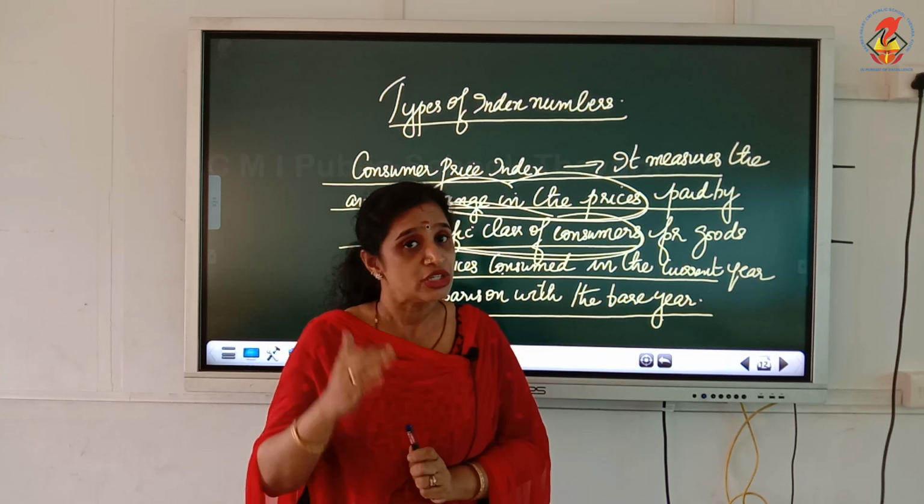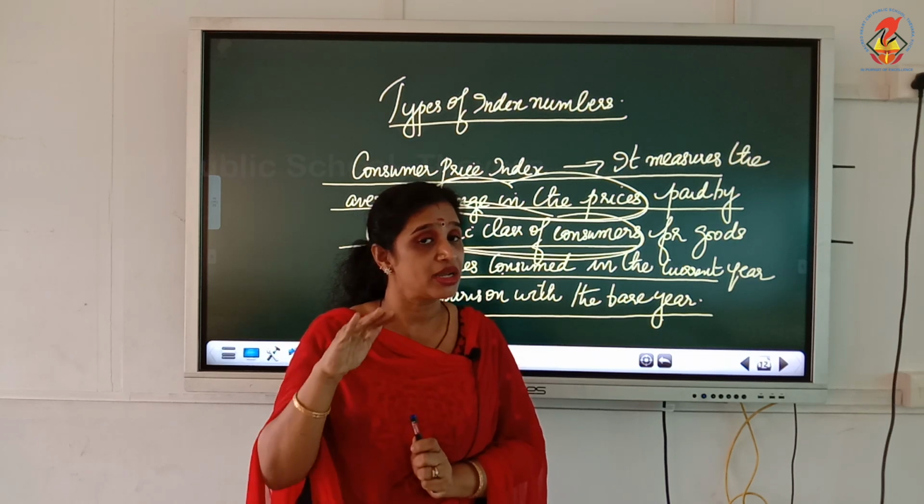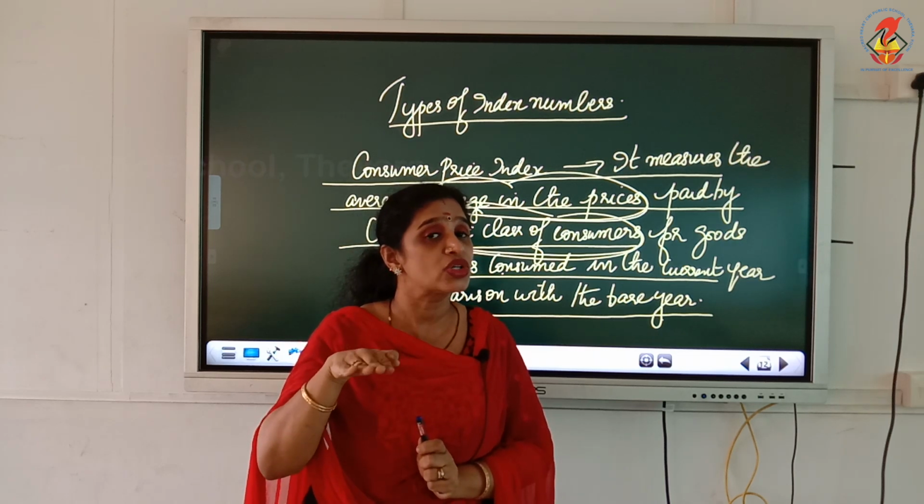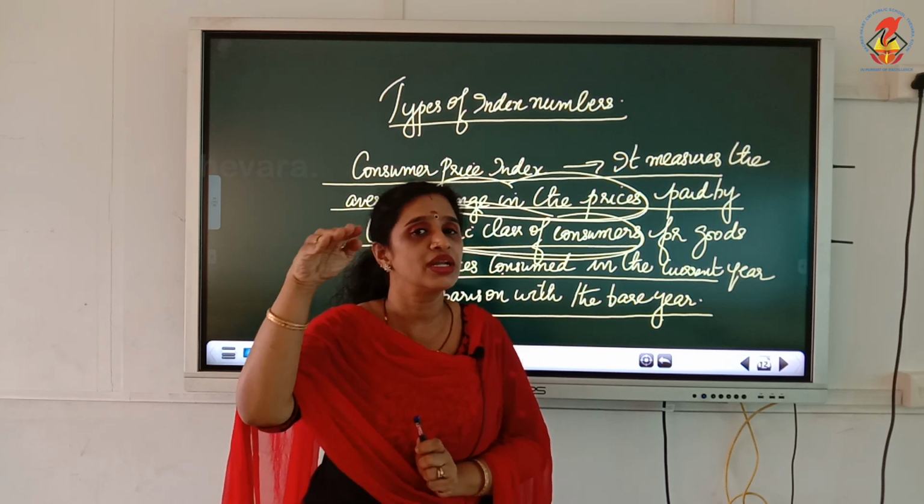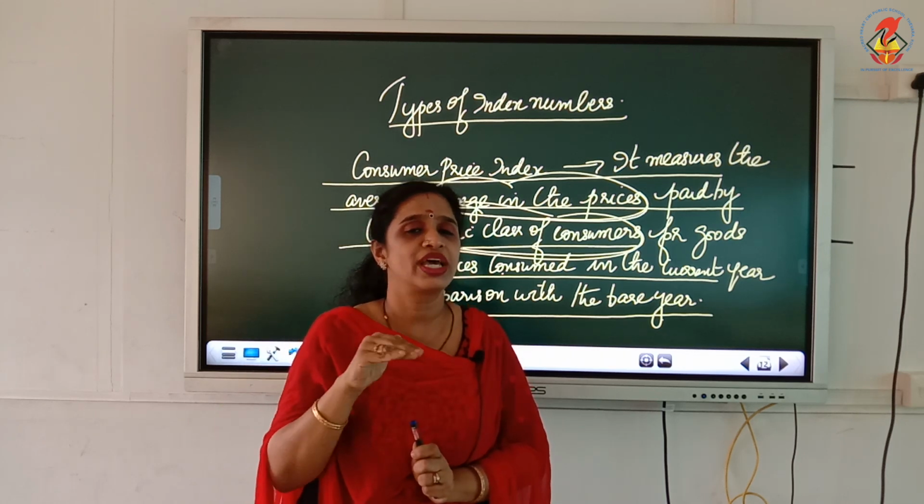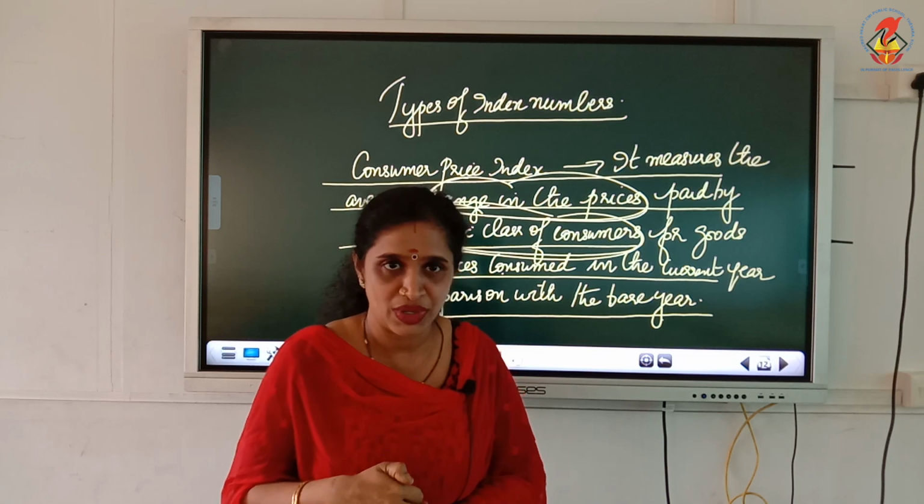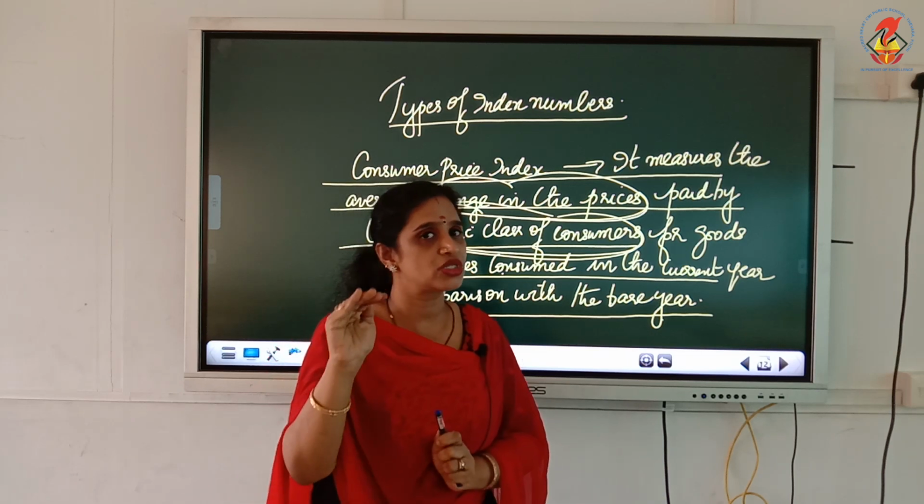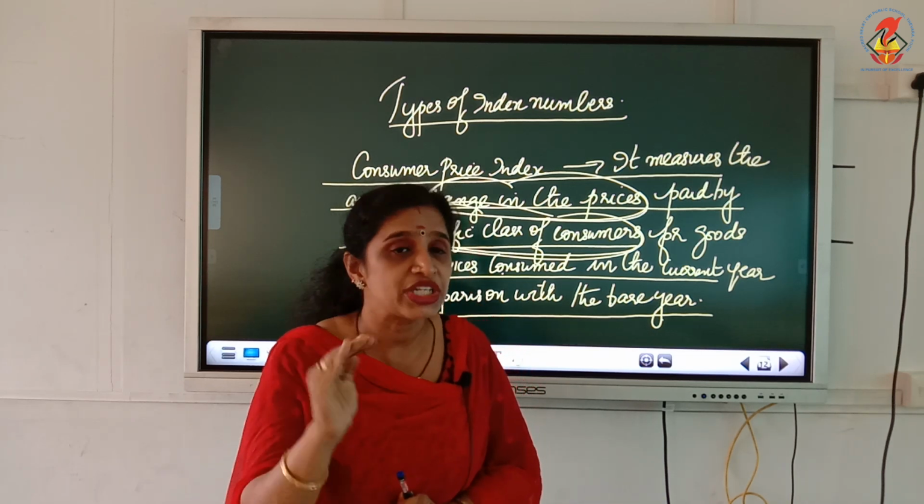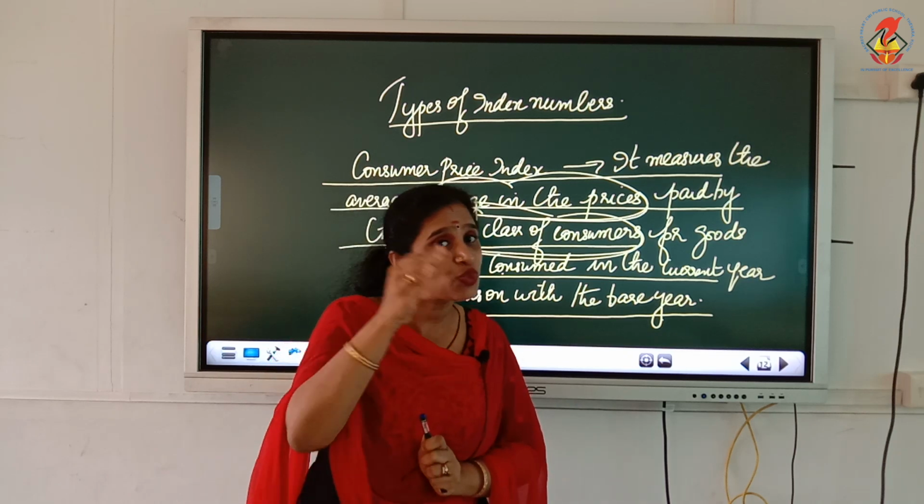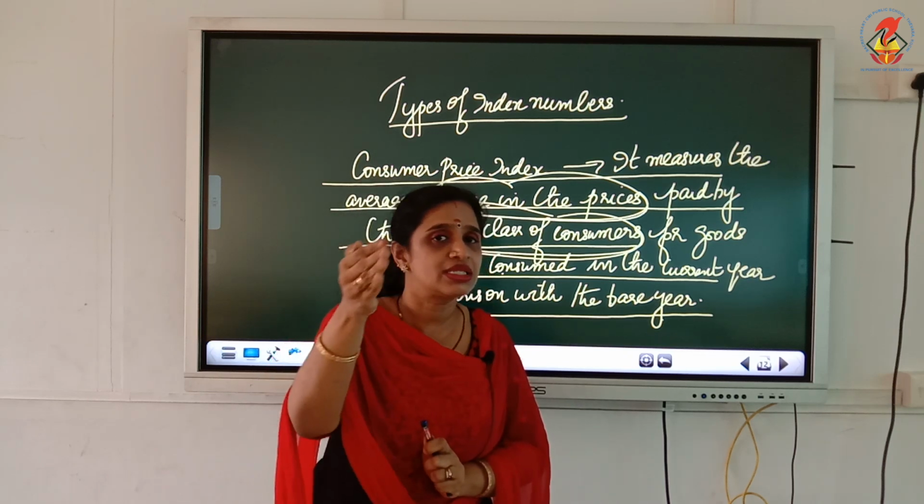In order to provide welfare, the government has to know their cost of living, whether it is beyond their capability. To know that, the consumer price index is calculated. On the basis of that, the government can take measures to protect them. That is why we use these statistical measures.